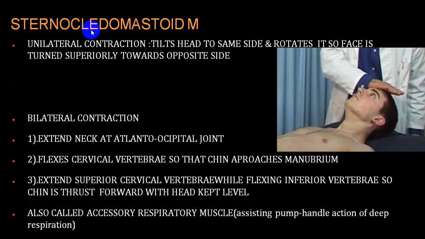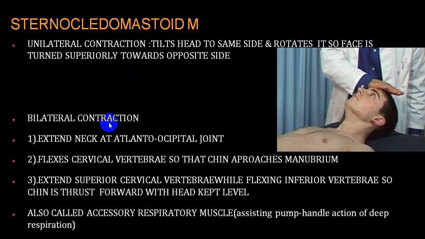Now what is the action of sternocleidomastoid? When only one side, say the right side, contracts, it will tilt the head, that is the occipital part, towards that side shoulder. So it will turn the head to the opposite side. Unilateral contraction tilts the head to the same side and rotates the face, that is the chin, towards the opposite side.